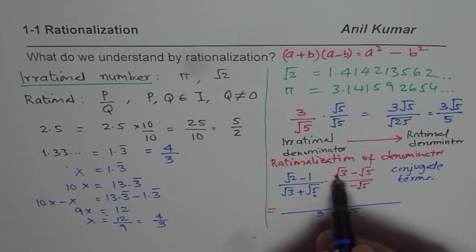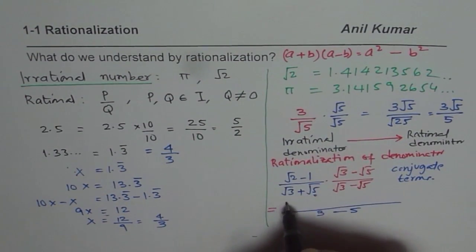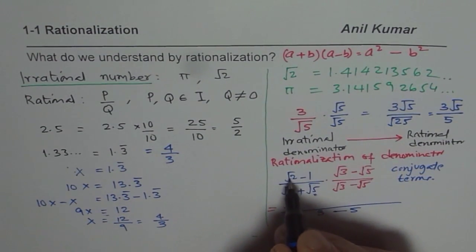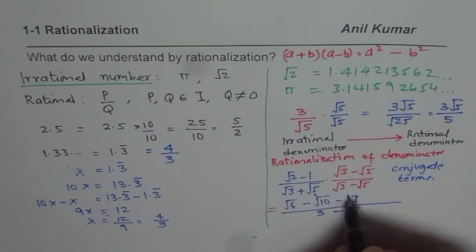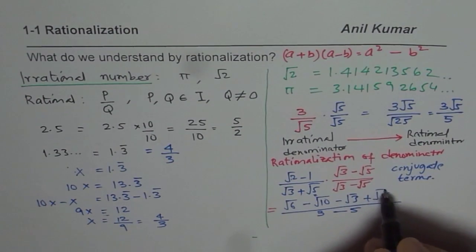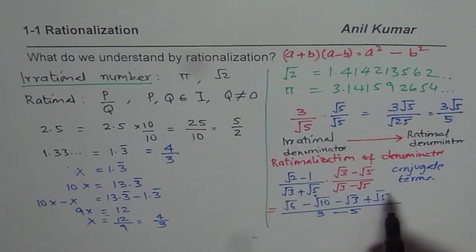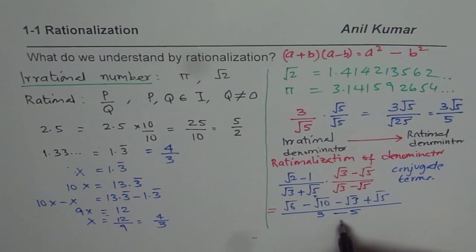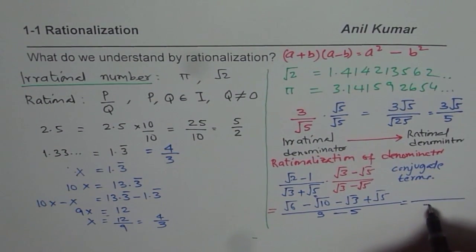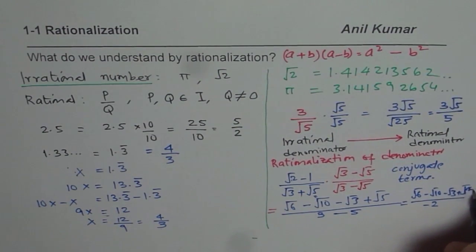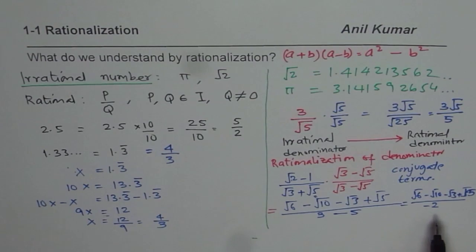And of course, we need to multiply the numerators also. So that will be square root of 6 when 2 times square root 3. And when you multiply this by that, you get minus square root of 10. With 1, you get minus square root of 3, and this plus square root of 5. So that is what you get in the numerator. But in the process, denominator has been rationalized. It could be written now as minus 2, right? Now that is what is rationalization all about. So you could simplify this and write minus 2 here, and then square root 6 minus square root 10 minus square root 3 plus square root 5. So you understand what we did. So this is rationalization of denominator.